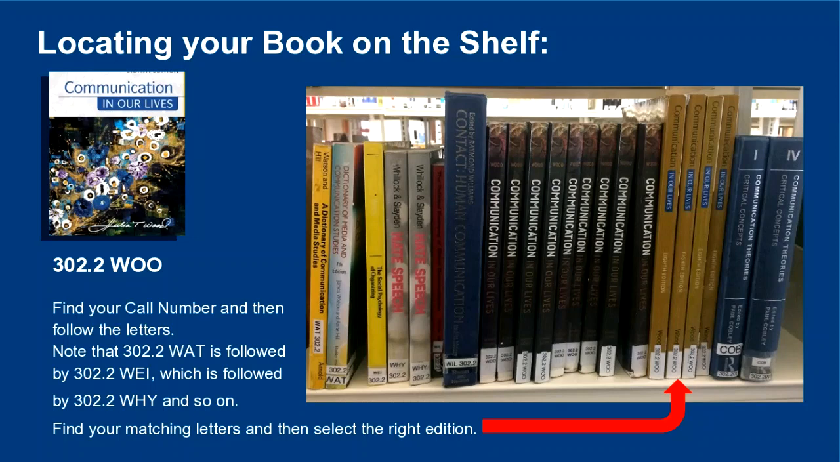So back to one of our books from our sample reading list. The Library Catalogue told us it was shelved at 302.2 WOO. Work your way along the shelves until you find your call number and then follow the letters. Note that 302.2 WAT is followed by 302.2 WEI, which is followed by 302.2 WHY, and so on. As we can hold more than one edition, make sure you select the right edition, which in this case is the 8th edition.